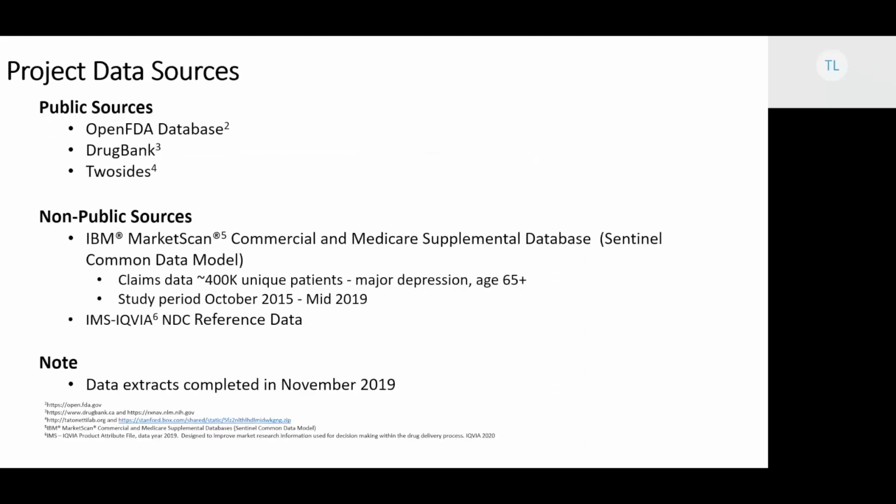Again, in terms of the data sources, we looked at the Open FDA database, DrugBank, and two sites. And like I said, we ultimately went with DrugBank. And then for non-public sources, we used the IBM MarketScan database. I apologize, I think earlier I said IMS, but we used the IBM MarketScan, where we looked at the cohort of patients with major depression who were 65 years or older. The data we used in the database was from October 2015 to mid-2019. We also looked at the IMS Gavia database, sorry. And with that, I will pass this on to Ola.